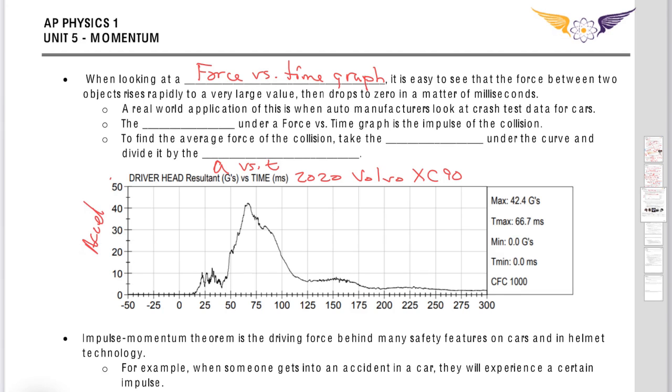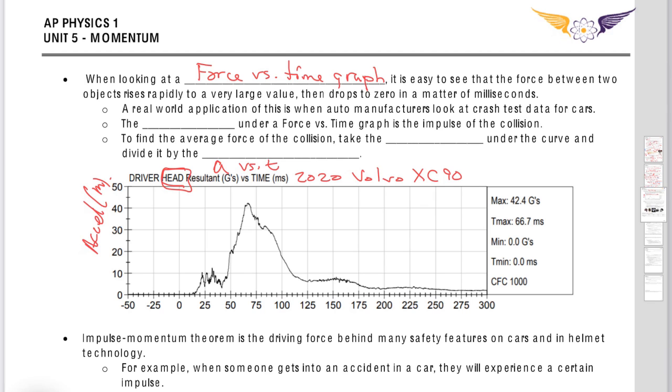So all I have to do is multiply this by mass, and that would give me F versus T. And one thing to note is that this is for the head. This is from a 200-page document about this car, and it talks about how the head accelerates. And if you notice, this also says resultant.